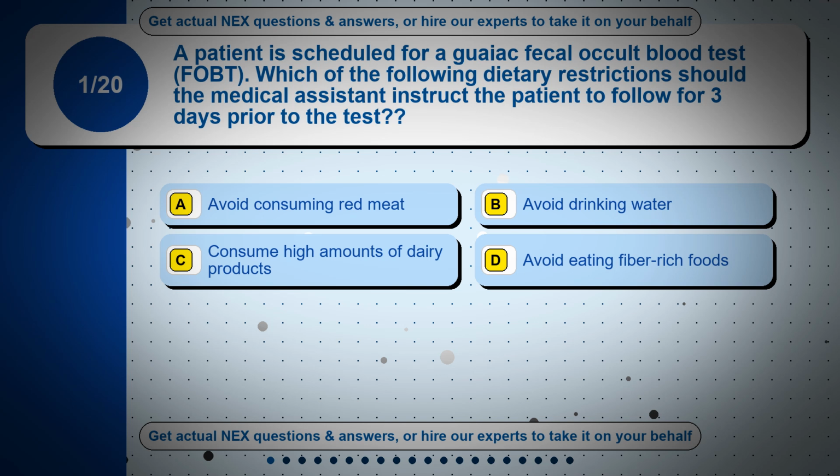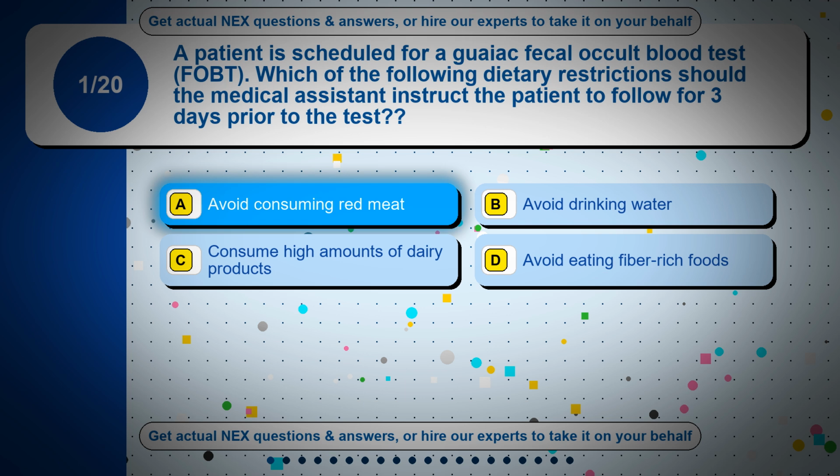Question 1. A patient is scheduled for a guaiac fecal occult blood test, FOBT. Which of the following dietary restrictions should the medical assistant instruct the patient to follow for 3 days prior to the test? Option A. Avoid consuming red meat. Option B. Avoid drinking water. Option C. Consume high amounts of dairy products. Option D. Avoid eating fiber-rich foods.